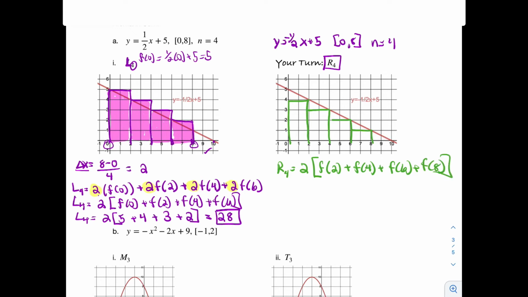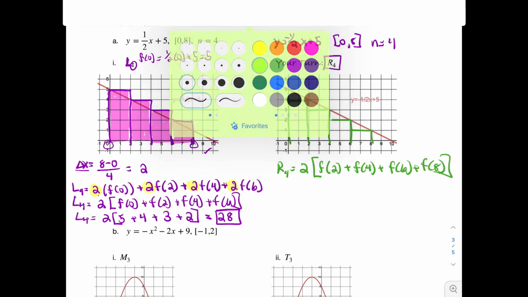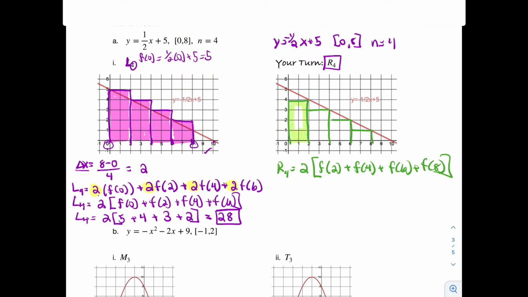Okay, now substitution time. So R4 is equal to 2 times, and we know the function value at 2 for that first rectangle has a height of 4, plus f of 4 is equal to 3, f of 6 is equal to 2, and f of 8 is equal to 1. 4 plus 3 plus 2 plus 1, all times 2, gives us an approximate area of 20.